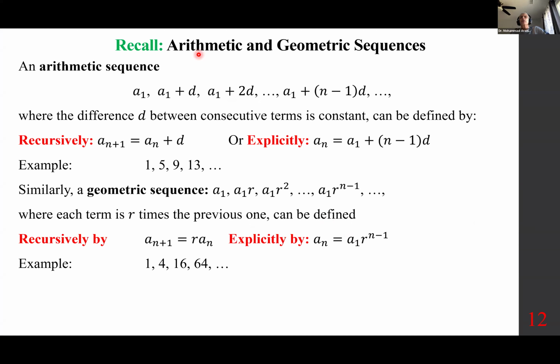Recall, in the case of arithmetic and geometric sequences, what we discovered. An arithmetic sequence is in this format: a sub 1, a sub 1 plus d, and so on, where the difference d between consecutive terms is constant. Recursively, we write it as a sub n plus 1 is a sub n plus d, and explicitly it's a sub n equals a sub 1 plus n minus 1 times d. And notice here we are adding 4.